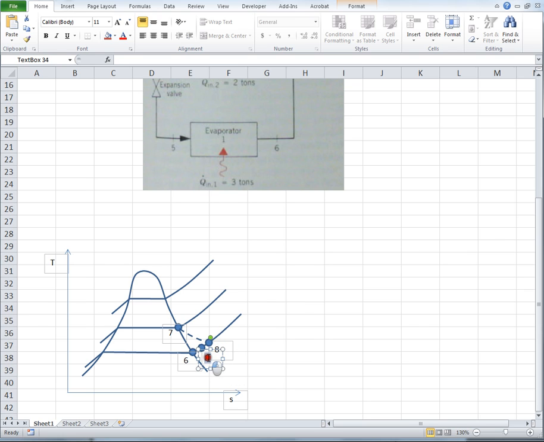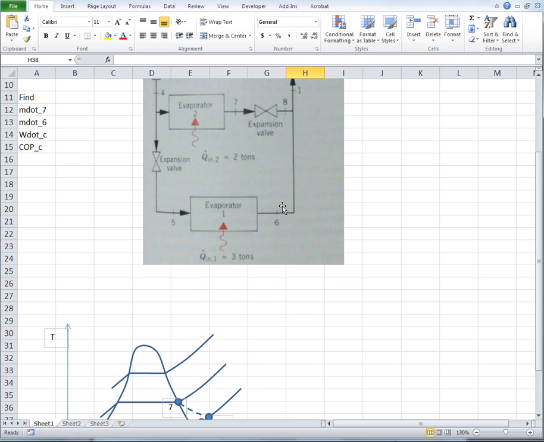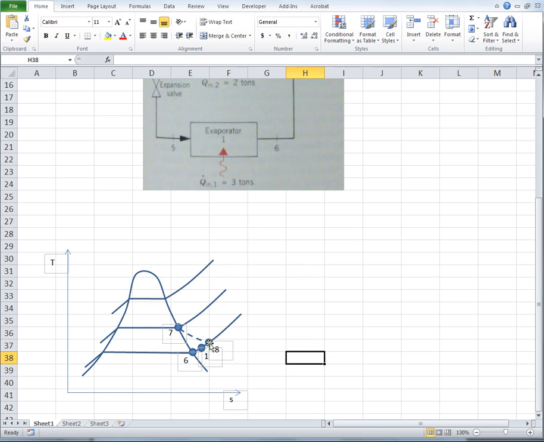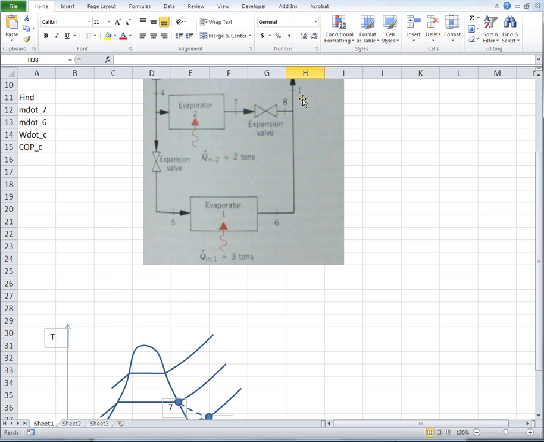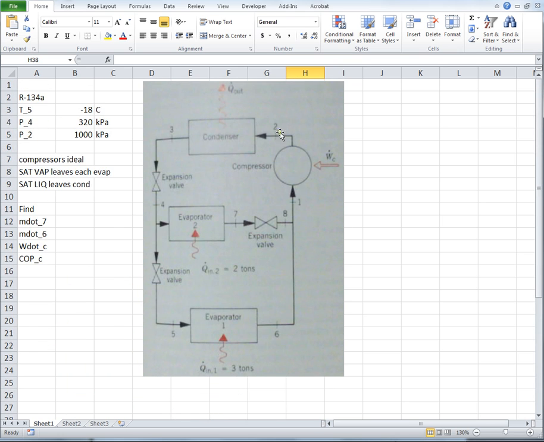So when we mix two substances together and they're staying at the same pressure, they're going to be on the same pressure line, but it's going to be a mixture of those two things. So we're going to mix 6, which is saturated vapor, with 8, which we don't know exactly where it's going to fall out here, but when we mix them together we'll get 1. So how do we go from 1 to 2? Well, that is isentropic. It says the compressor is ideal. It should say compressor, not compressors. There's only one. And that means it's going to be constant entropy.